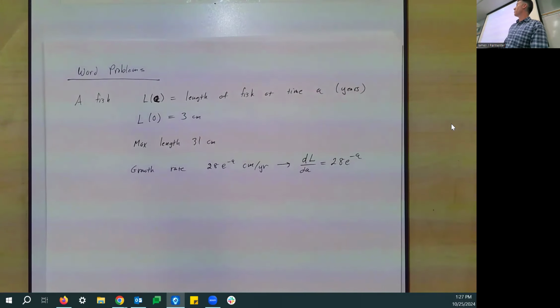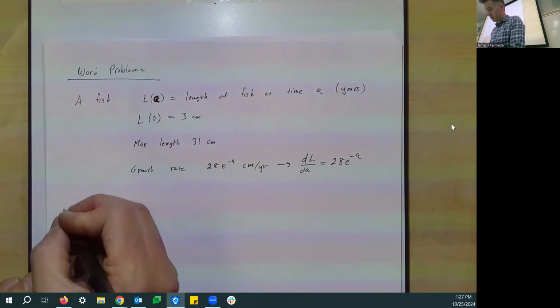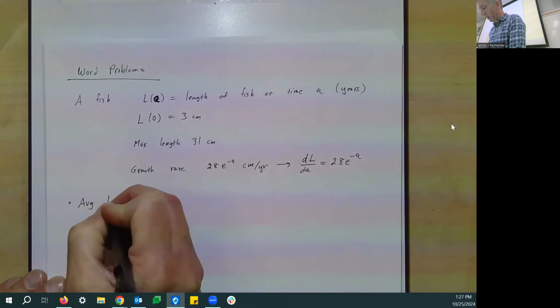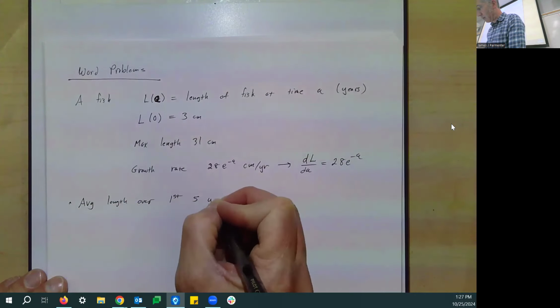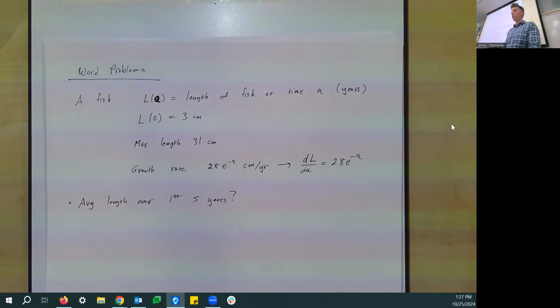What is the average length of the fish over the first 5 years? You want to know the average length over the first 5 years. Cool. So to find the average value of a function, you need to take the integral of it over that interval and then divide by the length of that interval. And really, it's literally just the average height of the function. There's no better words to describe what we're trying to describe than what it actually is called. But to do that, you have to know what the function is.